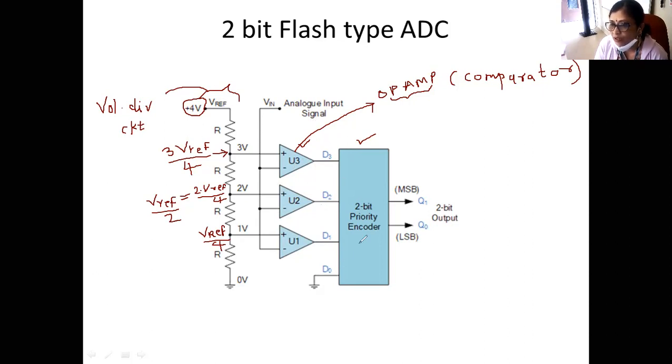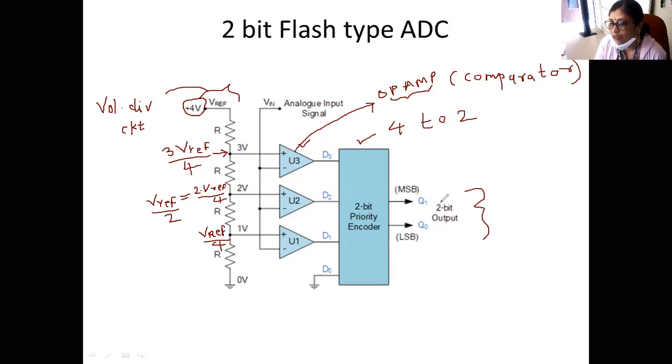Okay. So actually this is a 4 to 2 priority encoder. This is a 4 to 2 encoder. But we require only 3 inputs, and therefore the fourth input D0 is connected to ground. It is unused. Okay. And the 2 bits of the priority encoder are used as the digital output. So how many bits are there? There are 2 bits. 2 output bits are there.